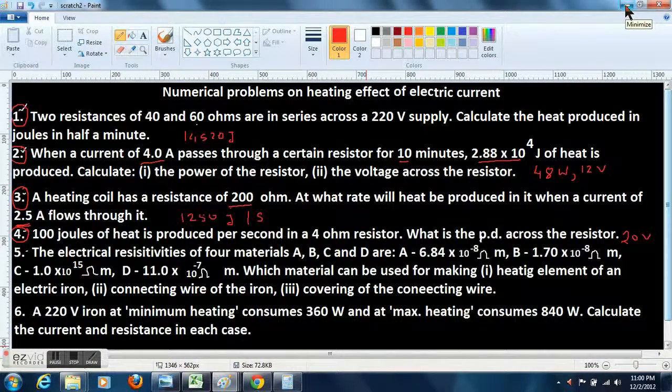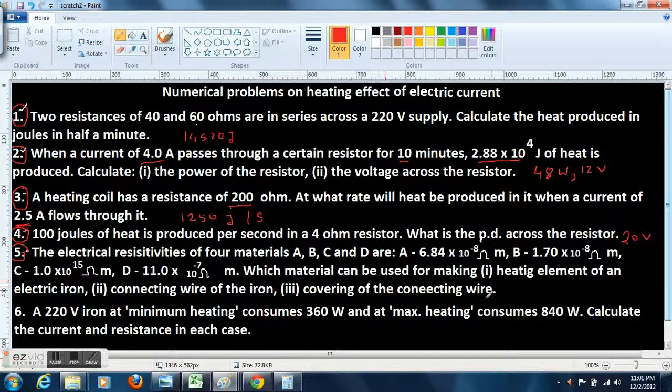Here I will start discussing the remaining two problems. Okay, problem number 5, because we already discussed the problems from 1 to 4. The electrical resistivities of 4 materials A, B, C and D are A 6.84 into 10 to the power minus 8 ohm meter, B 1.70 into 10 to the power minus 8 ohm meter, C 1.0 into 10 to the power 15 ohm meter and D 11.0 into 10 to the power minus 7 ohm meter.